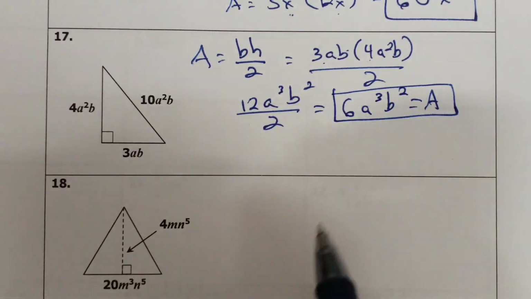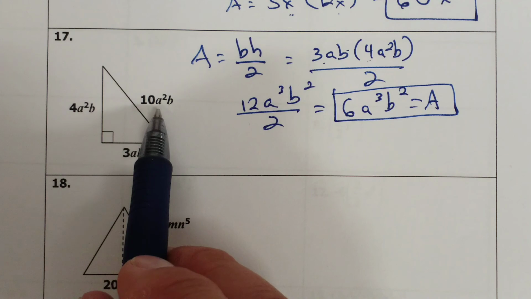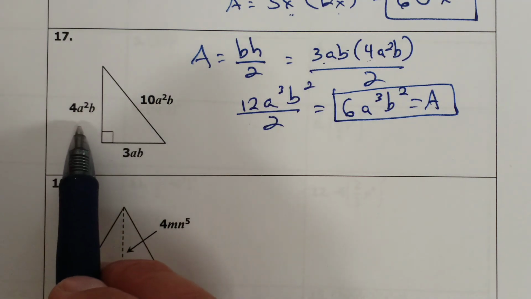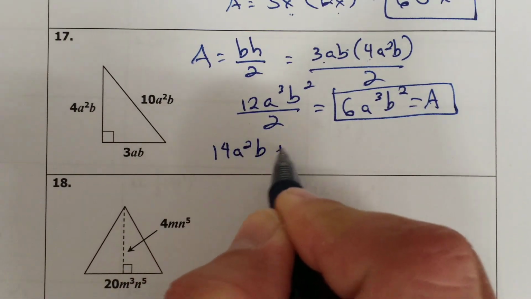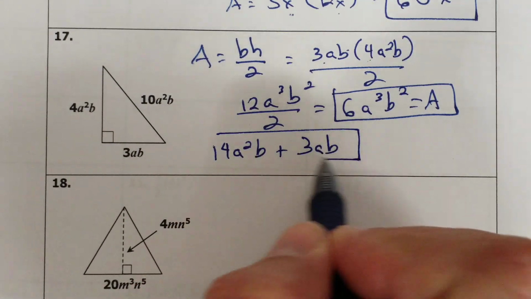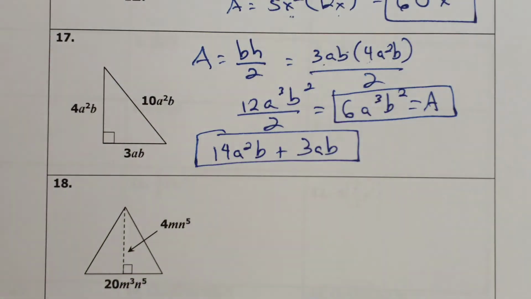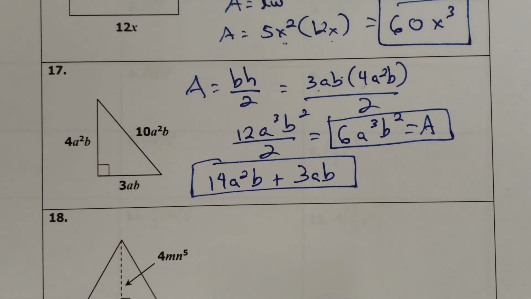Perimeter, you just add them all up. And you can only add like terms. So 10a squared and 10a squared b and 4a squared b, you can add those together and get 14a squared b plus this 3ab, which I cannot add together. So this would be the perimeter. Okay. So power rules.